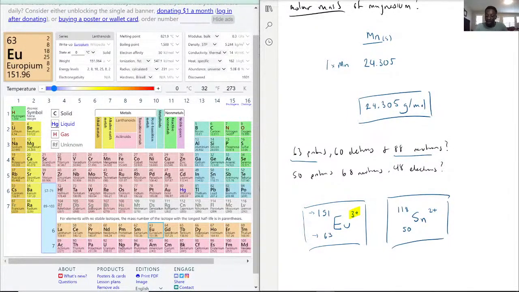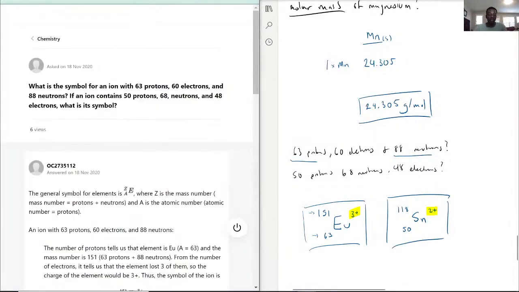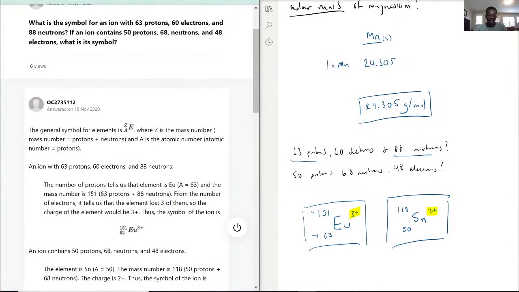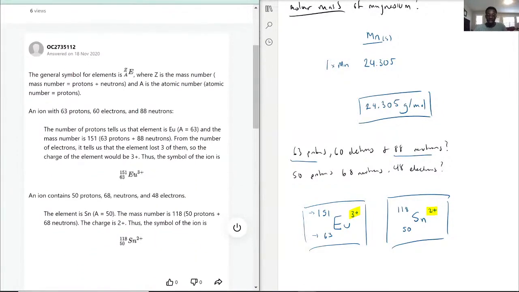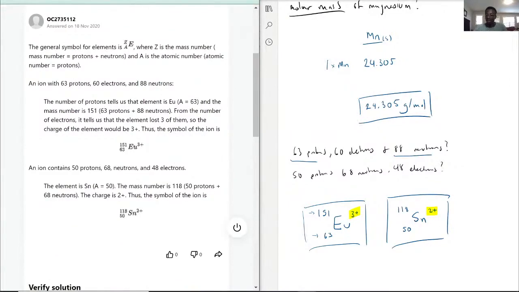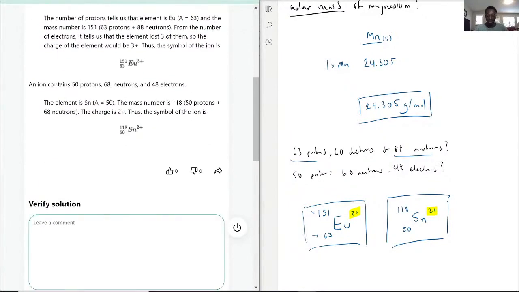So we have the ion for the first one and the second one. Hopefully you saw how I was able to get all those numbers through what was given. It can seem relatively straightforward. Just remember that when you have fewer electrons, you form a more positive ion. So exactly: 151 63 Eu 3 plus, and 118 50 Sn 2 plus. So this is correct.